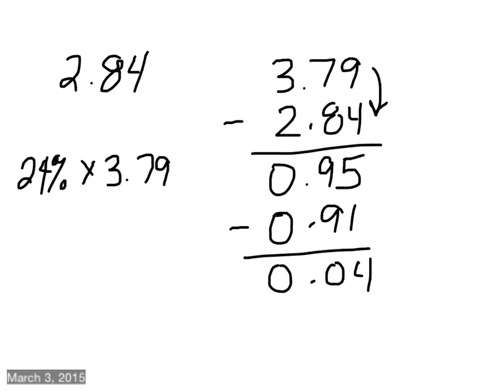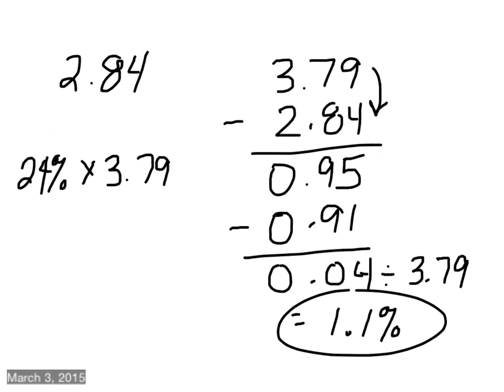Now we're just going to take it one step further, and I'm going to divide that by the original selling price, which was 3.79. When you get that number, don't forget you gotta move it 2 places over. And what percent is it? 1.1%? Yeah. Awesome. That's number 4.